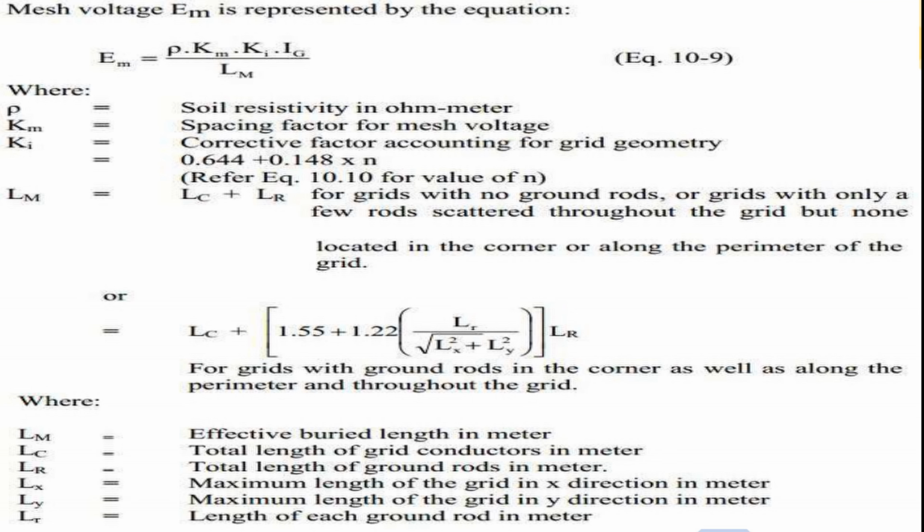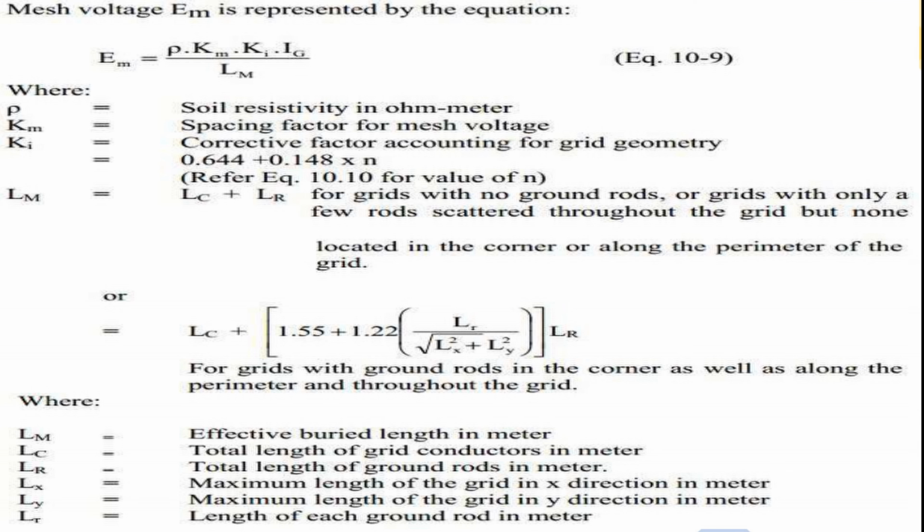For grids without ground rods, or with only a few scattered rods, L_M is simply the sum of the total length of grid conductors, L_C, and the total length of ground rods, L_R. However, for grids with ground rods located in the corner, along the perimeter, and throughout the grid, a more complex formula for L_M is used. This formula involves L_C, L_R, and a term incorporating the square root of L_x squared plus L_y squared, where L_x and L_y are the maximum lengths of the grid in the x and y directions.